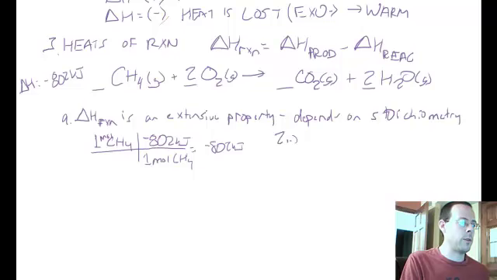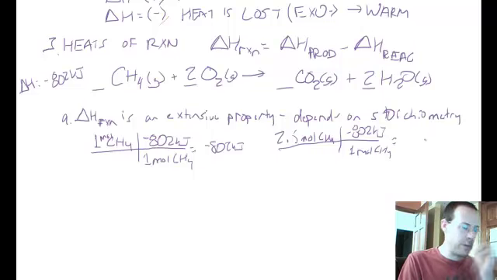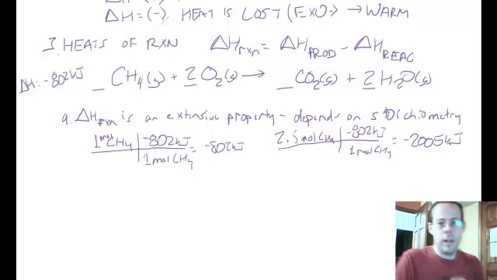However, if we had 2.5 moles of methane, so if we reacted more methane, we would release more energy, because a mole of methane always releases negative 802 kilojoules. So in this case, we would release negative 2005 kilojoules of energy. Okay? So just know it's an extensive property. It depends on how much we react. And not only does it depend on how much we react, but it does depend and relate in a stoichiometric relationship.